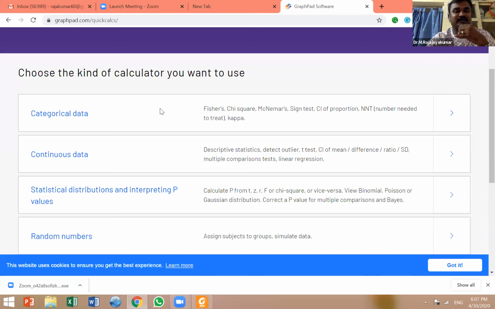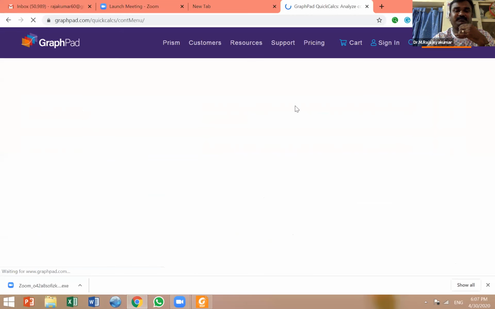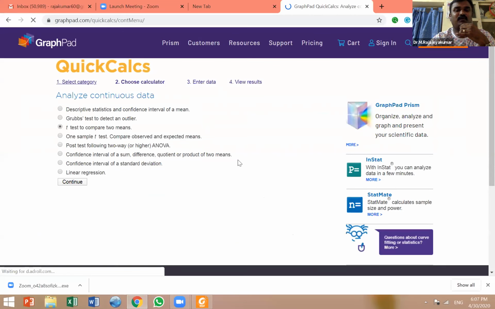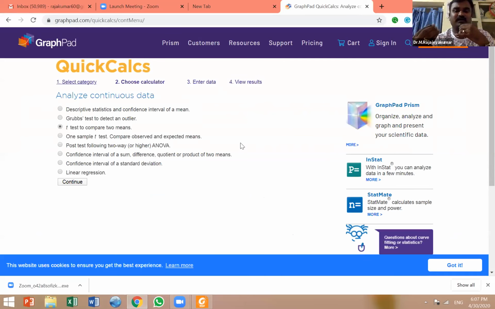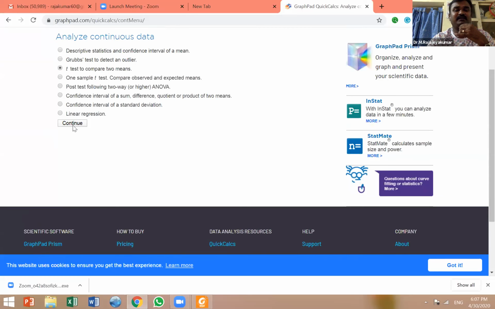For example, your data is a continuous variable. So you just click here, continuous data. The window shows like this. So what type of test are you going to do? Whether you are going to do a paired test, unpaired test, or one-way ANOVA. Two groups, independent variable, male, female, you can do an unpaired or independent t-test. One group, before, after, you can do a paired t-test. Three groups, independent variable, then you can do one-way ANOVA. So depending on that, you can do that. Now we are going for the t-test to compare two means. Just type it, then click continue.